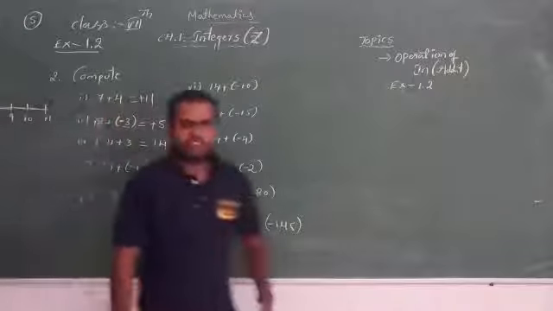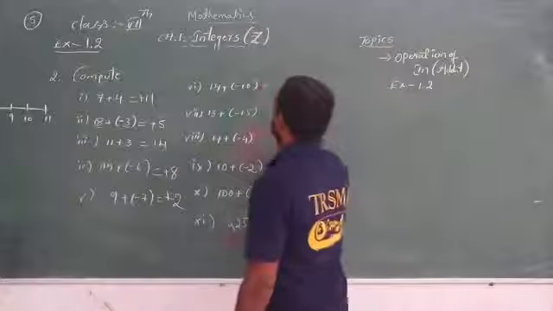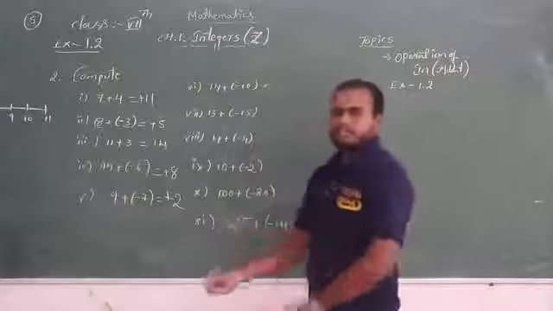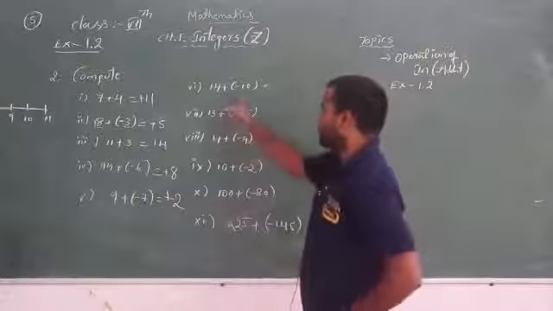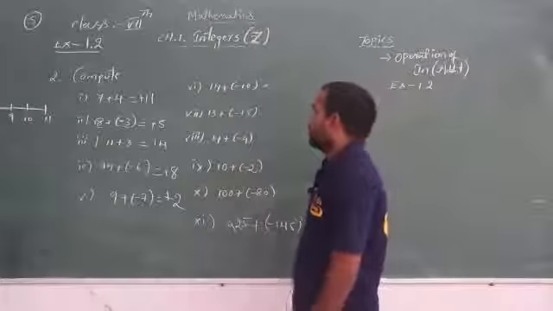Okay, so understood everyone? Now see the next, the sixth one. What is that? 14 plus minus 10. 14 plus minus 10. So how will you add?